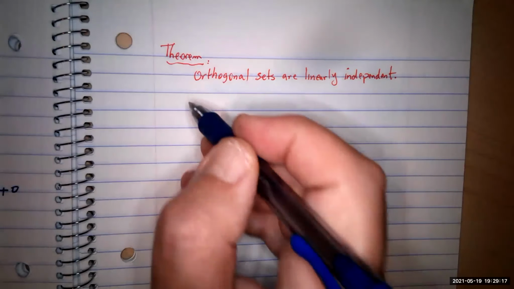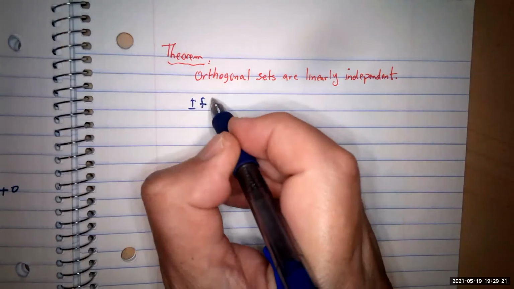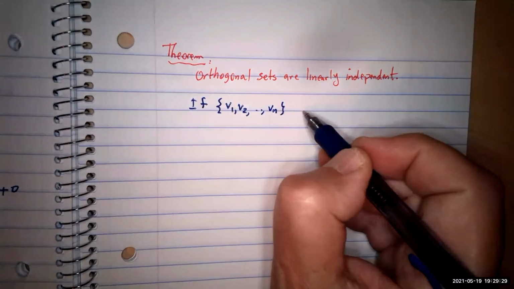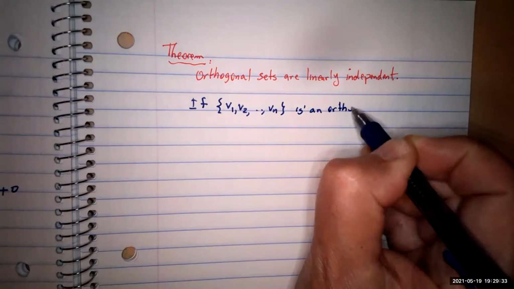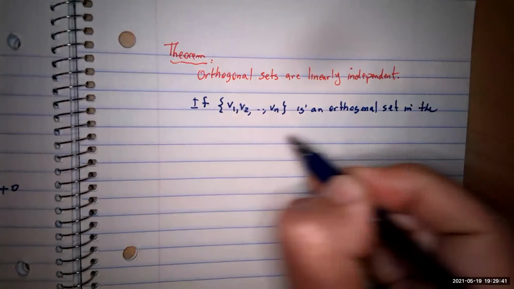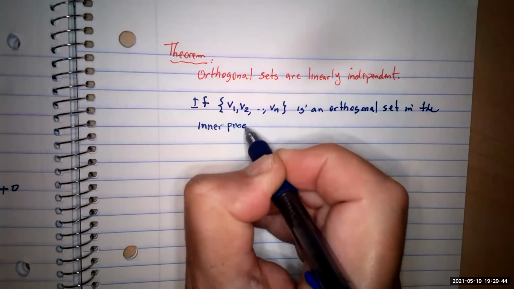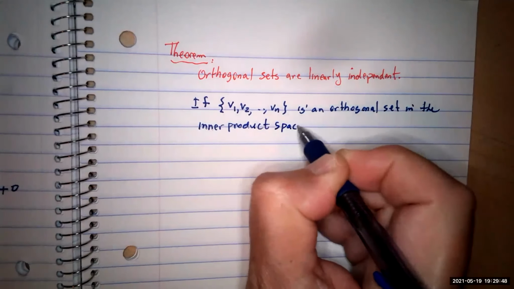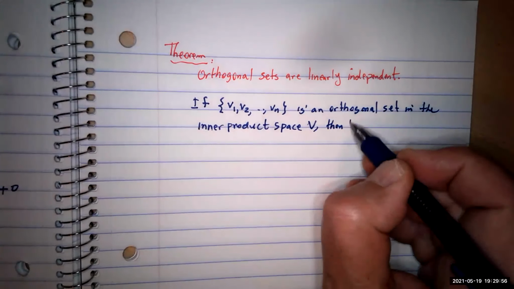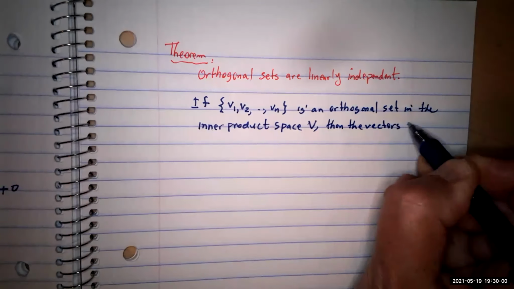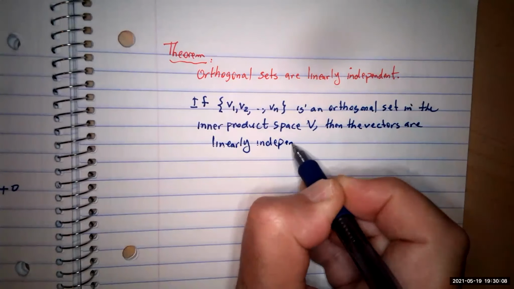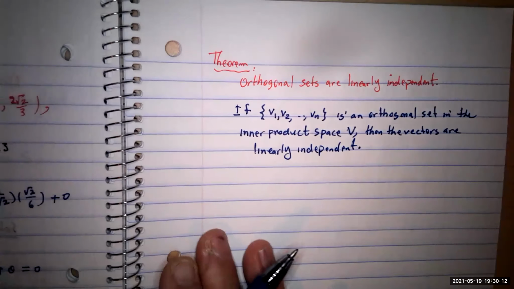So this basically means that if V1, V2, up to Vn is an orthogonal set in an inner product space V, then this set is going to be linearly independent. So the vectors are linearly independent. You know what to prove for linear independence.